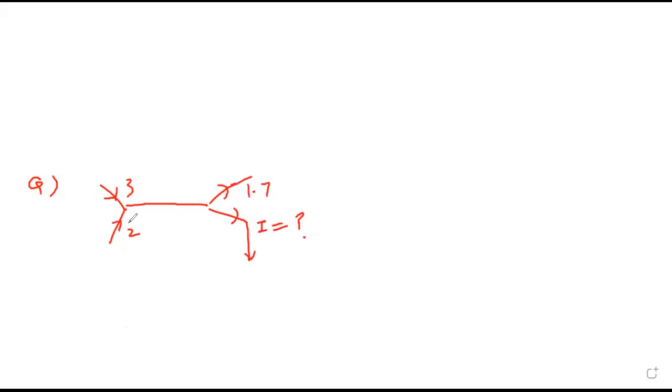3 is entering, 2 is entering. So this branch will have 5. Here, will it be 5? Yes, sir. 5 में से 1.7 गया, ये कितना होगा? 5 minus 1.7 कितना आ जाएगा? 3.3. Yes, sir.